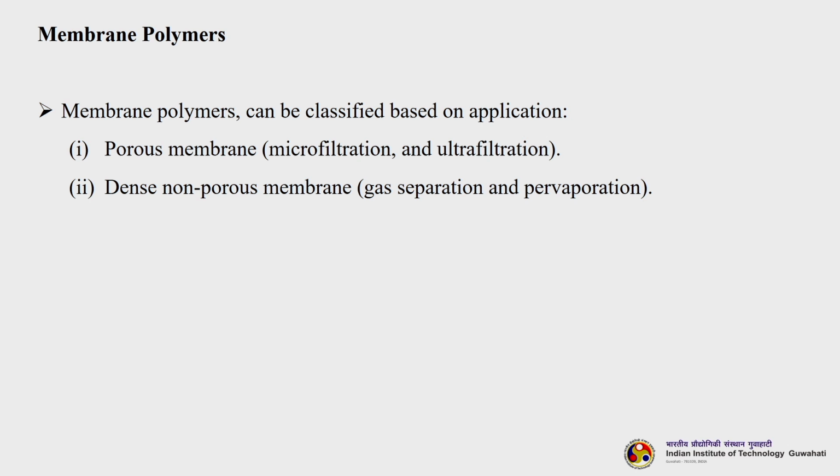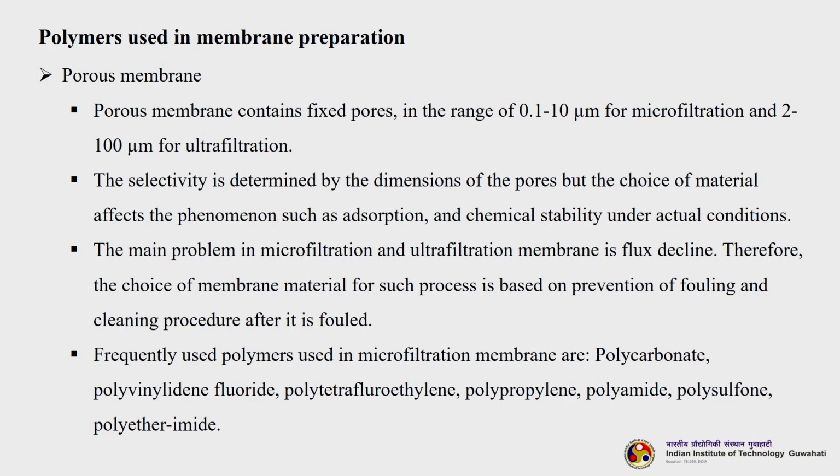Now, let us discuss the membrane polymers. So, there are two different types of membrane polymers that can be classified. One is based on porous membrane structures, another is dense or non-porous membrane structures. So, porous are basically your microfiltration and ultrafiltration, and non-porous membrane is what is used for your gas separation and pervaporation. So, porous membrane contains fixed pores in the range of 0.1 to 10 micron for microfiltration and 2 to 100 micron for ultrafiltration. Now, the selectivity is determined by the dimensions of the pores, but the choice of material affects phenomena such as adsorption and chemical stability under certain actual conditions.